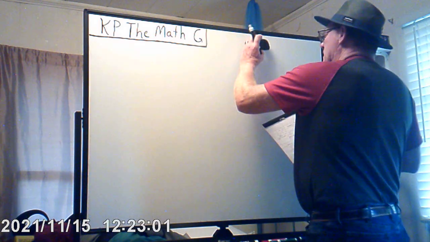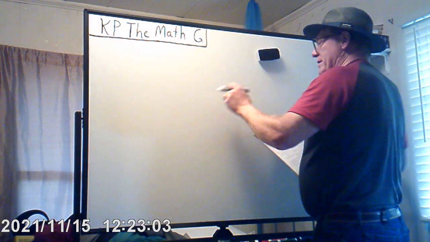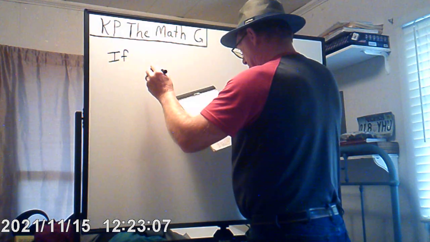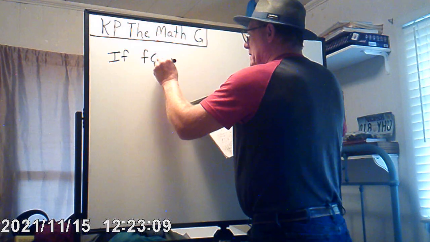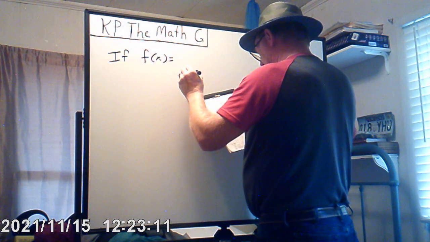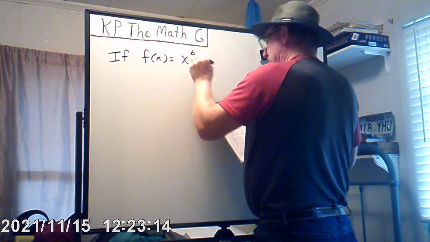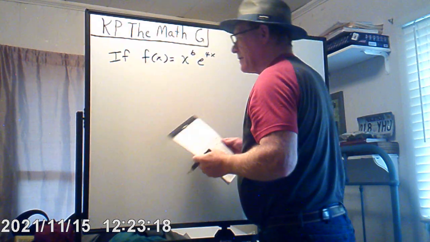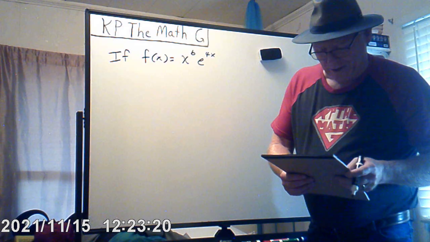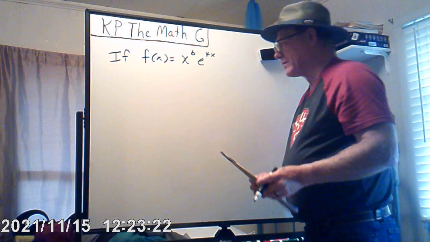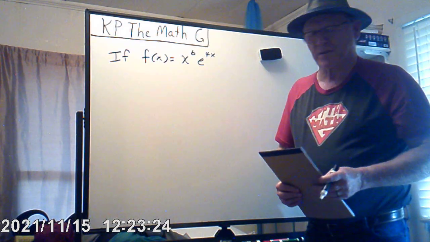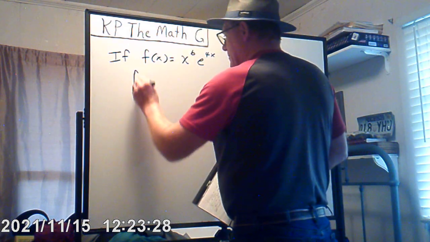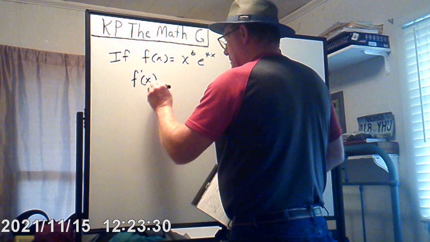Okay, let's look at some derivatives. So if f of x is equal to x to the 6th e to the 4x. Let's look at a couple of derivatives here, and then we'll probably bring our lesson to a close. Two or three derivatives. Alright, so we want what f prime of x is.